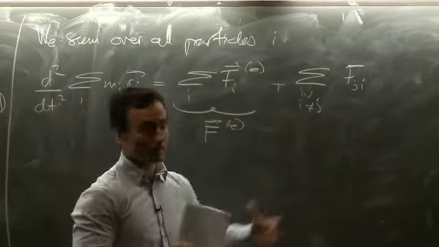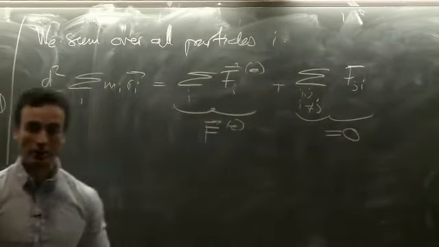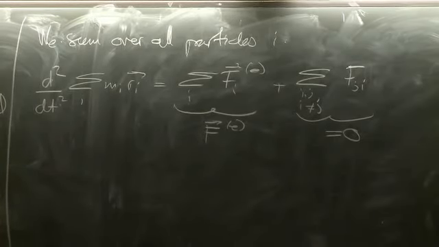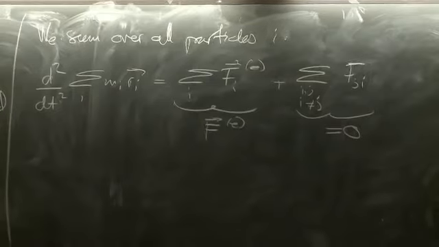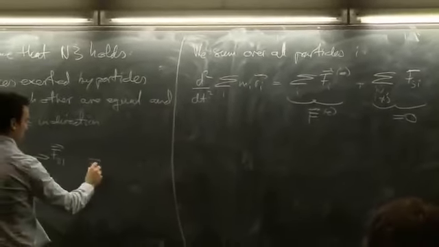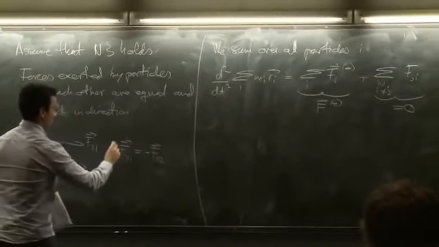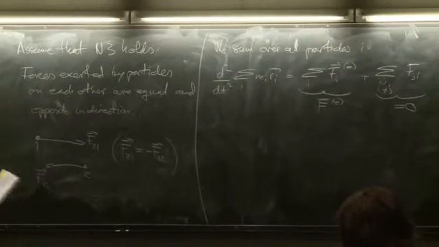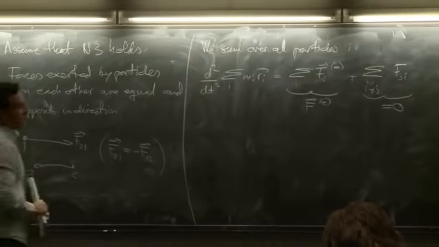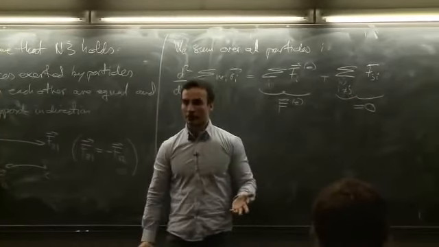Now this term is actually 0. And the reason for this is the assumption we made about this law of action and reaction. That in this example, F21 is equal to minus F12. And so if we sum over all the pairs here, the sum becomes 0.